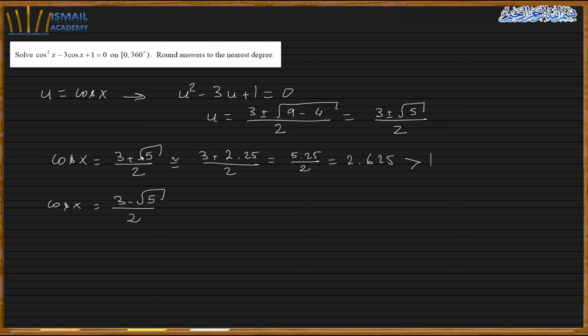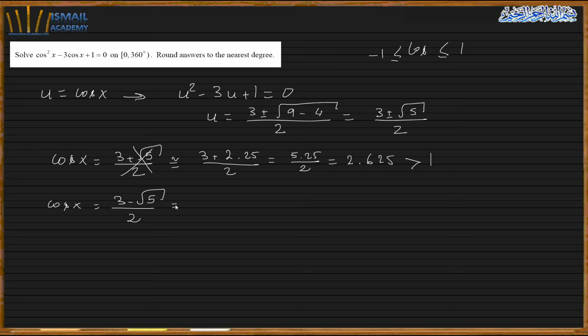That means this is not part of the solution, because we know that cosine is always between 1 and minus 1. So be careful with that case. So always check the number if it's greater than 1 or less than minus 1. If it was, for example, minus 2.6, I will not take it because it's below minus 1. So for that one, obviously it will work. Why?